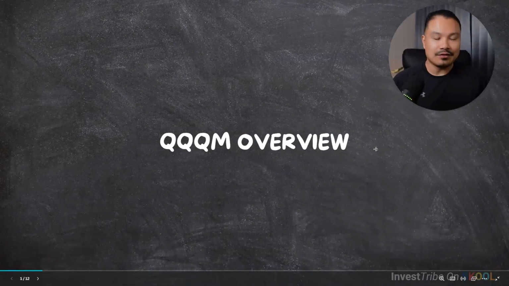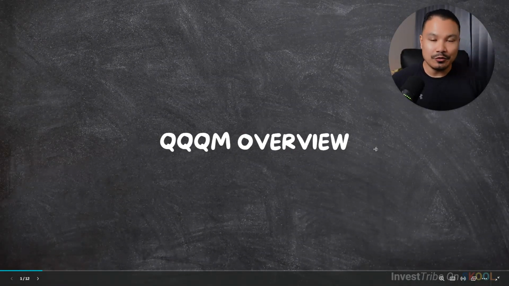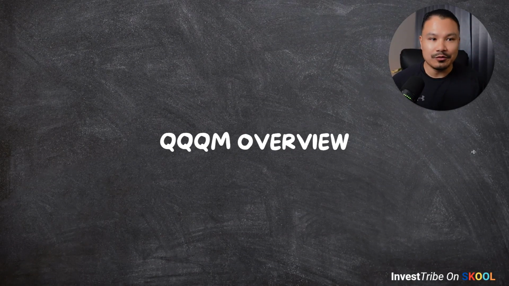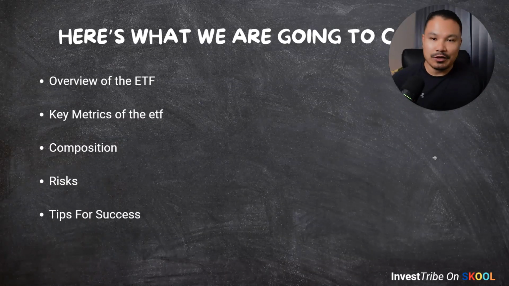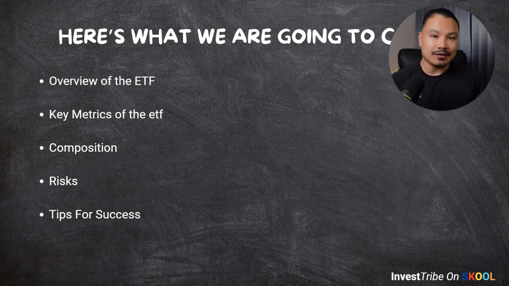So like I said, this is going to be an overview of QQQM, which is Invesco's ETF that tracks the NASDAQ 100. We're going to go over the ETF, and I'm going to give you guys some key metrics for that ETF. We're going to talk about the composition as well as the risks, and at the very end, I'm going to give you guys some tips for success.